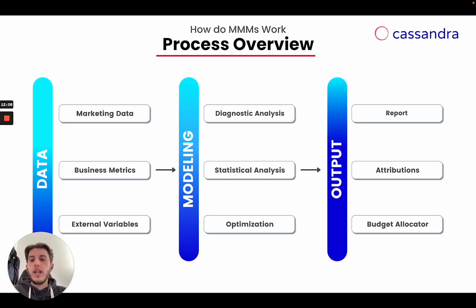And then the last one is external variables, because your sales are not only influenced by variables that you have control on. One thing can be COVID, for instance. COVID has changed so much about so many industries, and that's not something that you have control on. So you have to include external variables as well.